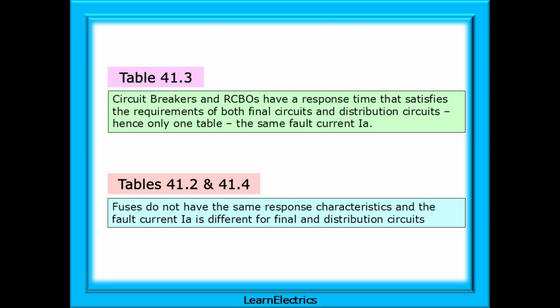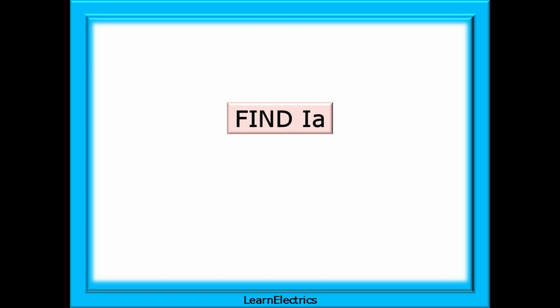Where you see 0.4 seconds disconnection time for fuses, assume a final circuit and table 41.2, and for 5 seconds assume a distribution circuit and table 41.4. Do not get tables 41.2 and 41.4 mixed up in an exam. It's easy to do. Let's go a little more into finding IA.